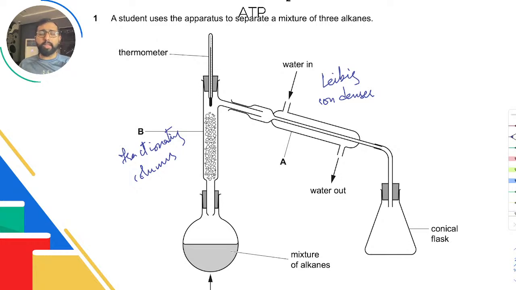Similarly, there is another principle you have to remember about the condenser. Wherever you want the liquid to come out, water in should be there. So if I want the liquid to come out here, then water in should be here. So wherever I want the liquid to come out, that's where water in should be.